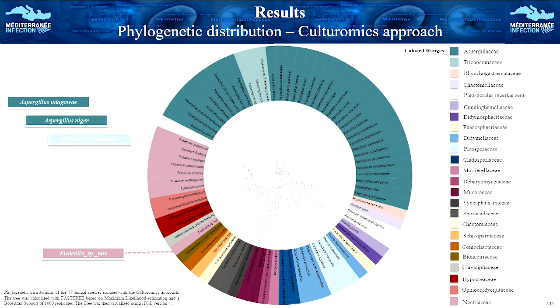What's more interesting, we were able to isolate a novel fungal species belonging to the genus Fusicolla, and this genus is closely related to Fusarium, and this Fusicolla species is currently under description.